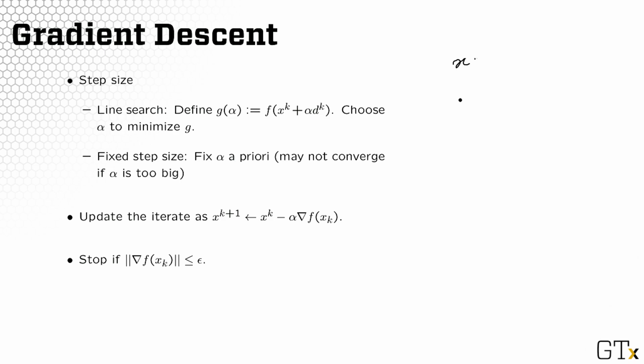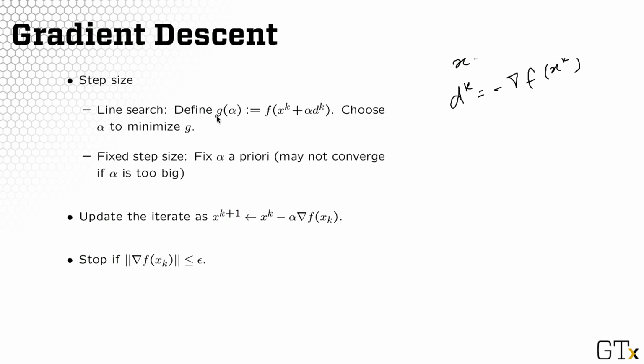Then our direction is going to be the negative of the gradient direction evaluated at xk. And now we have to compute how much we should move along that direction. There are two ways of doing this. The first is called line search. So what is the idea of line search?